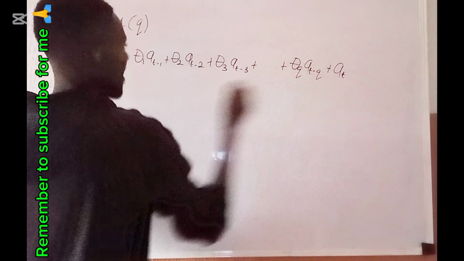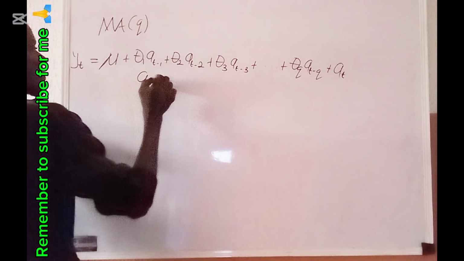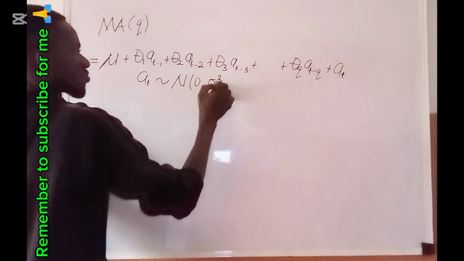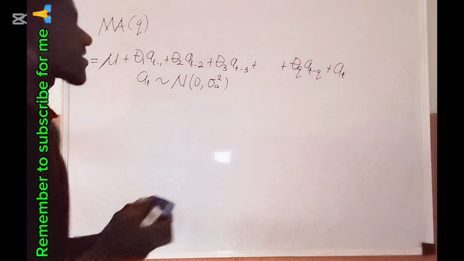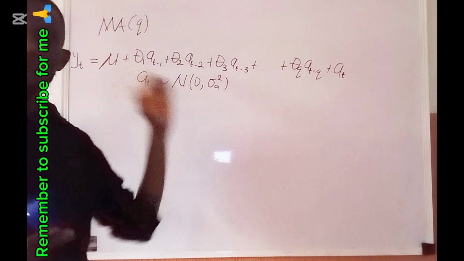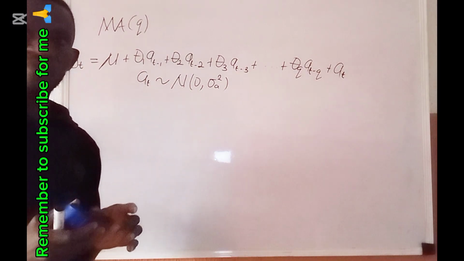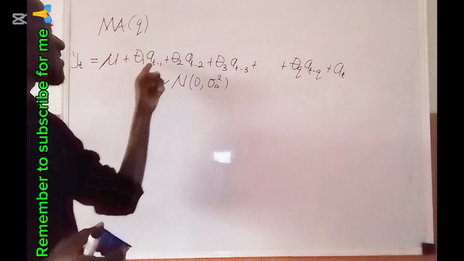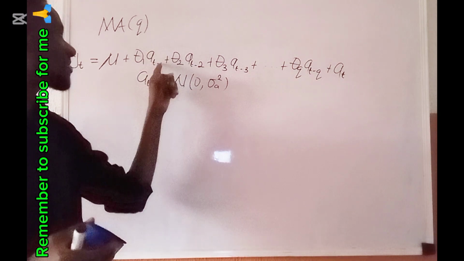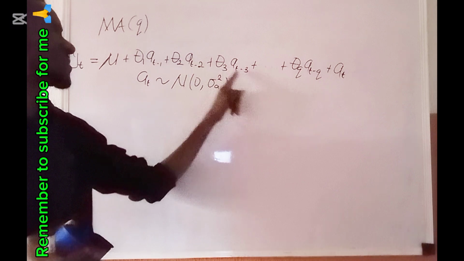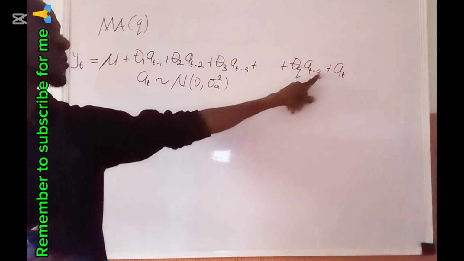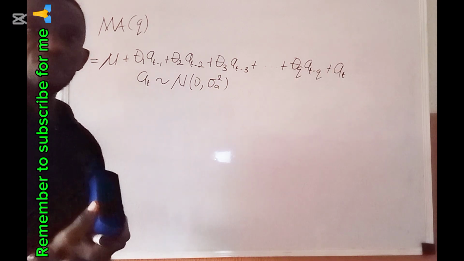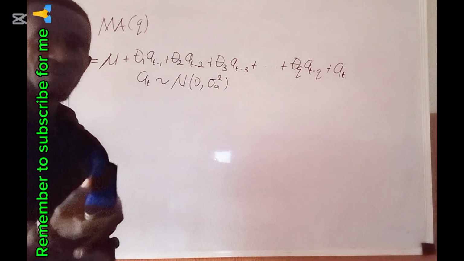Where this A of t follows a normal distribution with mean 0 and variance sigma squared of A. So this is how to write the model of a moving average model of order Q. There are Q previous error terms up to the time t minus Q: at time t minus 1, previous error term, t minus 2, previous error term, t minus 3, previous error term, up to t minus Q, previous error term, and then the error term at the current time.